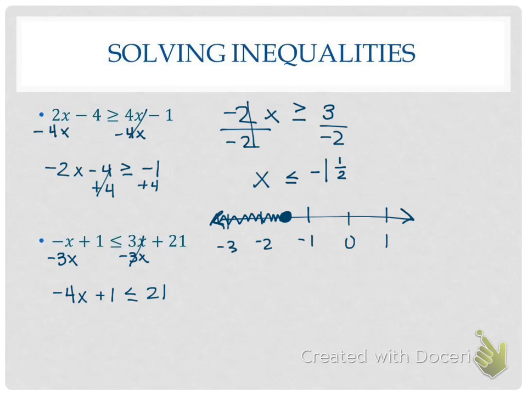Madison, what should I do now? You would subtract 1 from this side. Very good. Now I have negative 4x is less than or equal to 20. Anna, what should I do now? Very good. Divide by negative 4 on both sides. What do I need to do? Change the sign because we divided by a negative number. So x is greater than or equal to what? Negative 5.